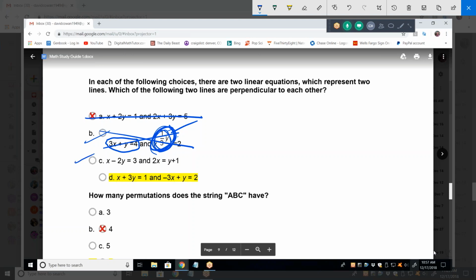Normally, we would have to check C also to see what its slope is and see if it's the negative reciprocal of this slope. Since we have an answer, D, let's go straight to that, just to save a little time. Okay, so let's start with this. Let's figure out the slope of that. How do you do that?